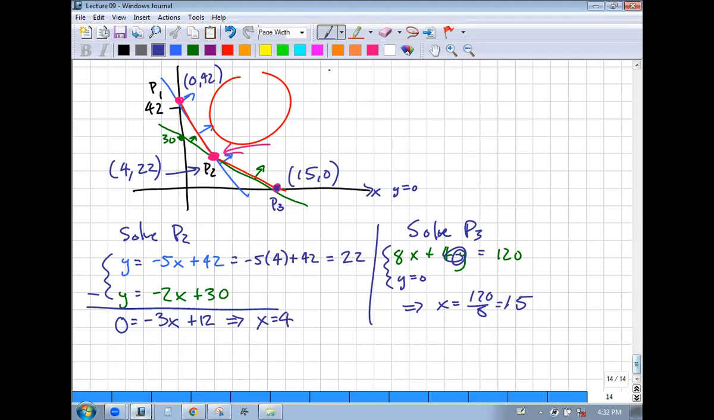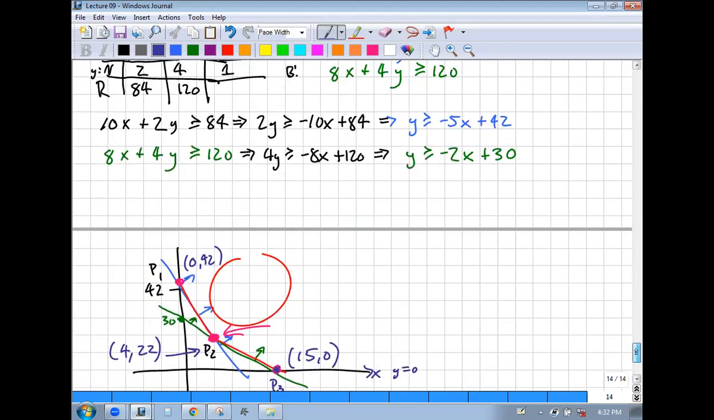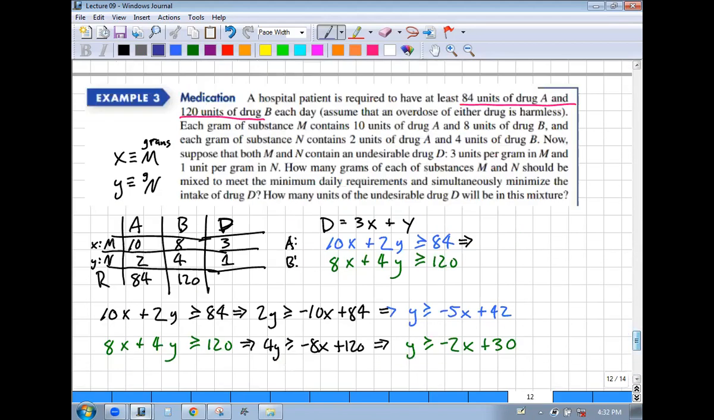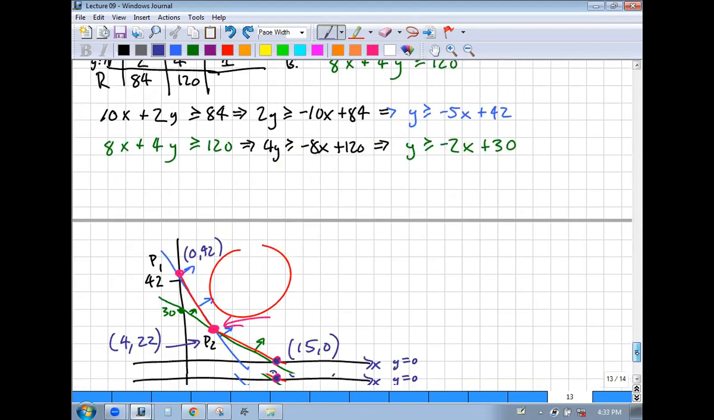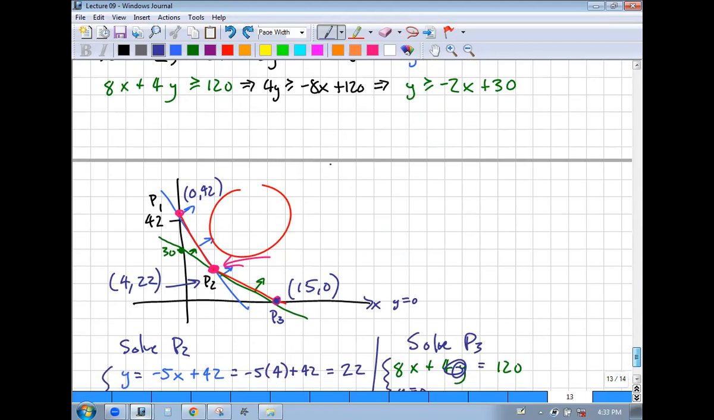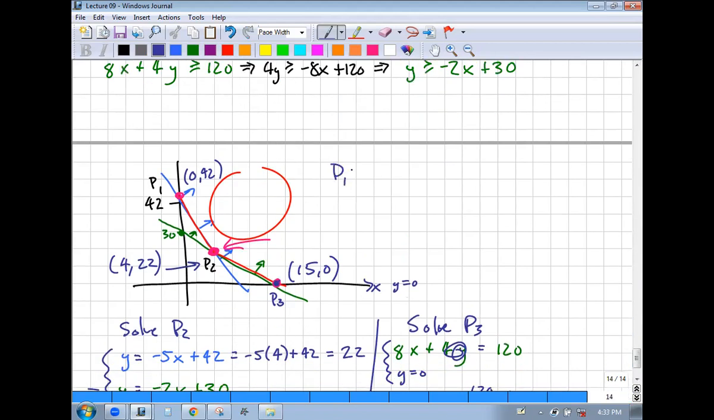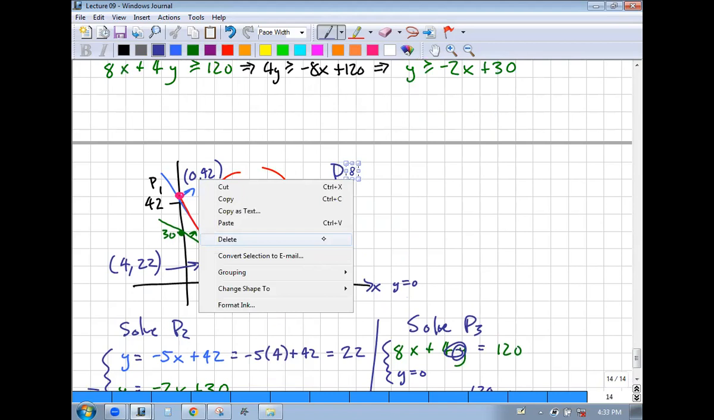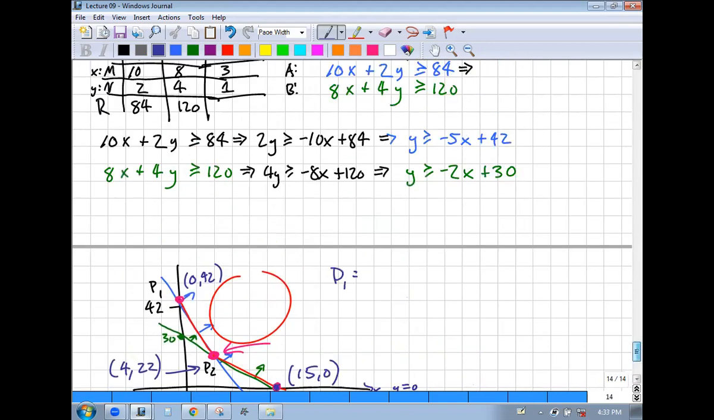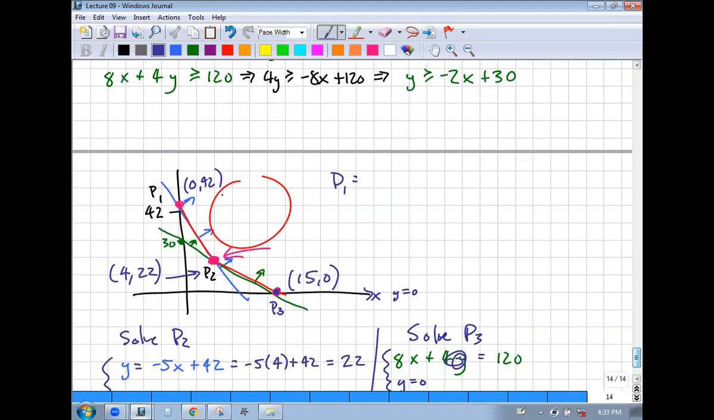All right, there is no maximum, but that's okay. We want to minimize. We want to minimize the undesirable drug, 3x plus y. Okay, so let's figure out what our minimums are. So for the first one, we would have 3x plus y. So for P1, we have 42 grams of the undesirable drug there.